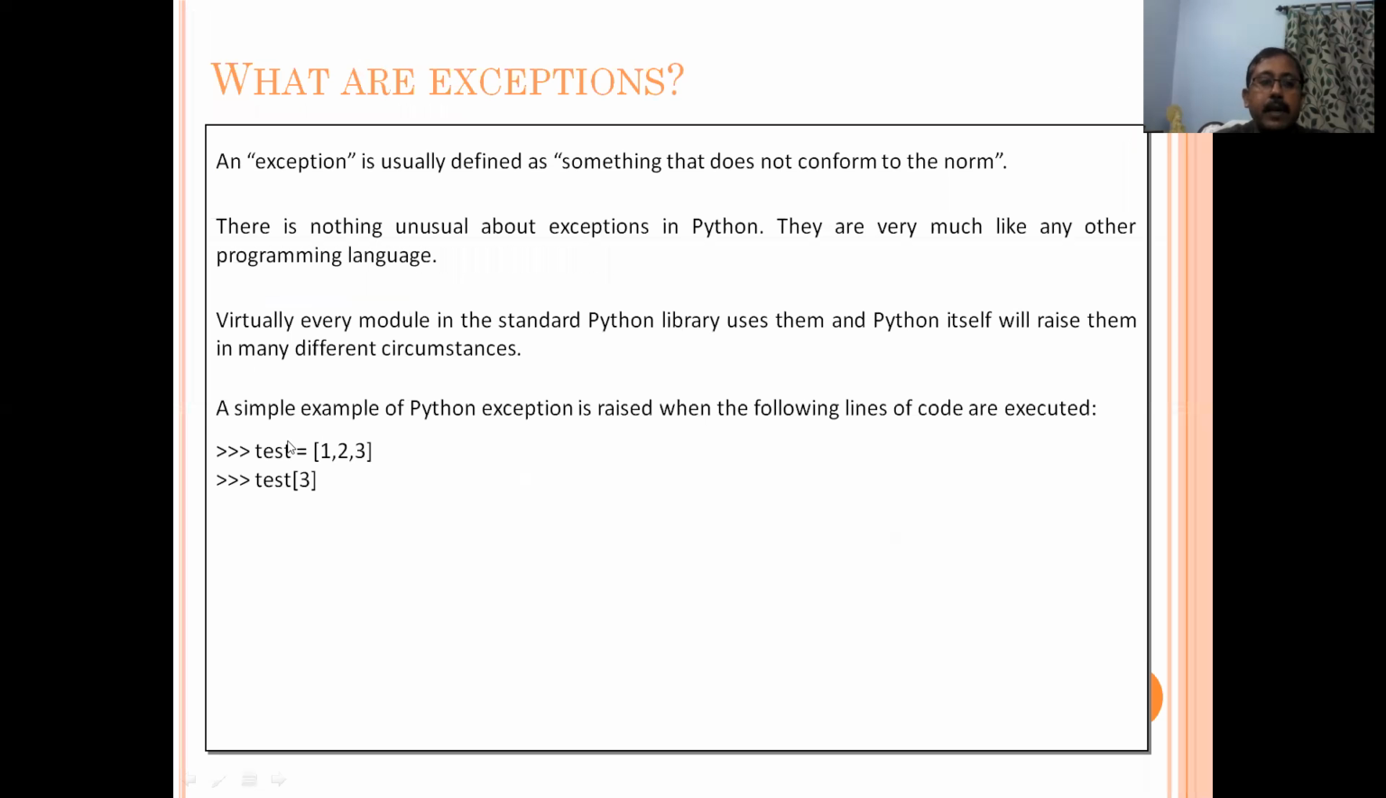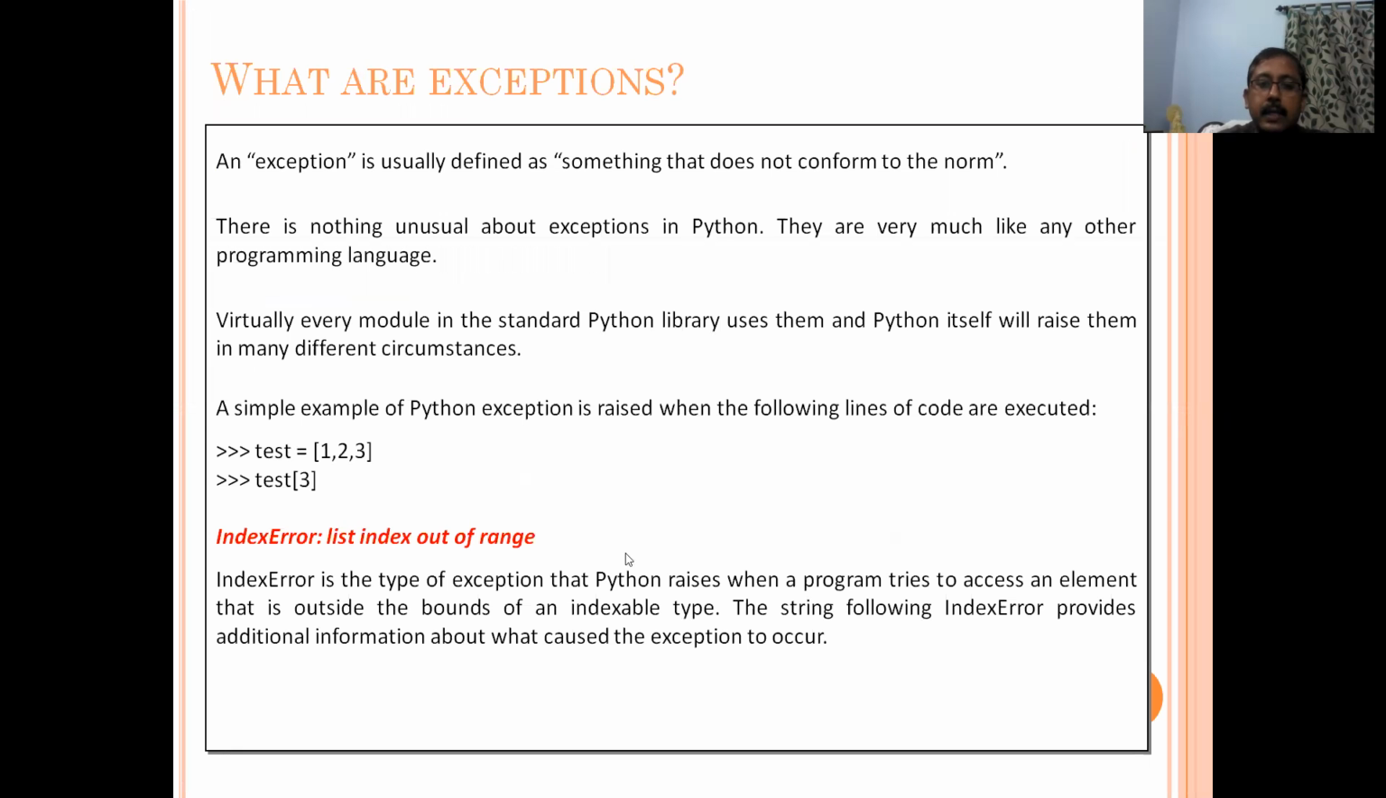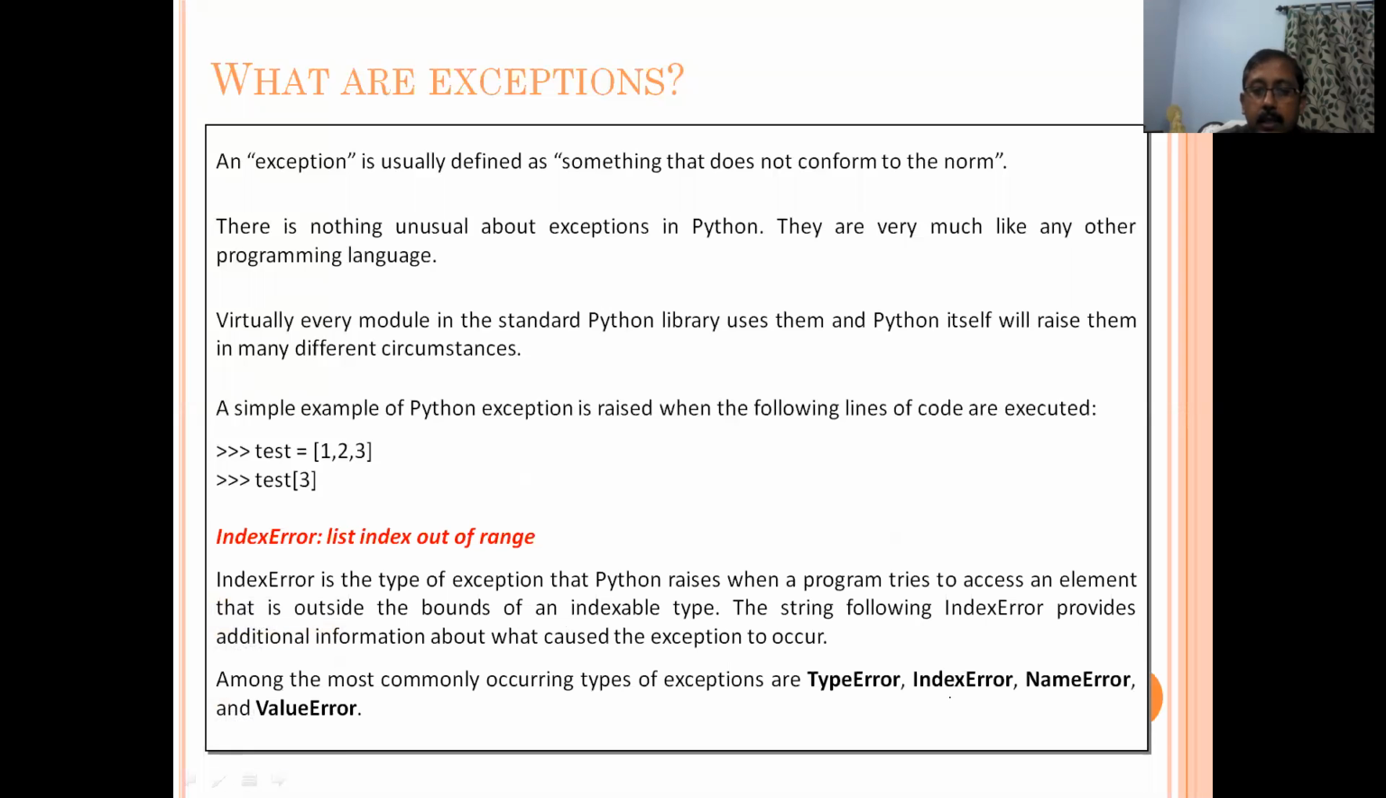Like this, there are different other types of exceptions in Python. Some of them are TypeError and IndexError. We just came across the IndexError. TypeError occurs whenever there is some mismatch related to the type of a variable or a Python object. Then there are NameError and ValueError. So different types of exceptions are there in Python. The most commonly thrown exceptions are these four: TypeError, IndexError, NameError, and ValueError.